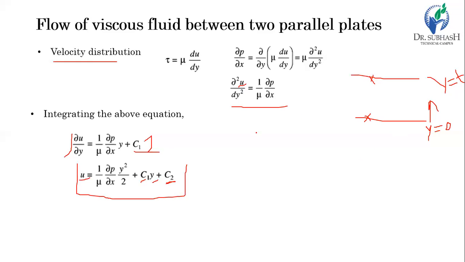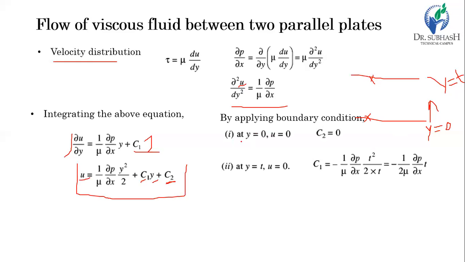So by applying the first condition, at y equal to 0, u equal to 0, this is the condition at this point. At this point, the value of y is equal to 0, and as it is in contact with the solid or fixed surface, it has a velocity u equal to 0. So we put u equal to 0 here and y equal to 0 here, and we get the value of c2 equal to 0. Then another condition, which is on the top surface, at y equal to t.